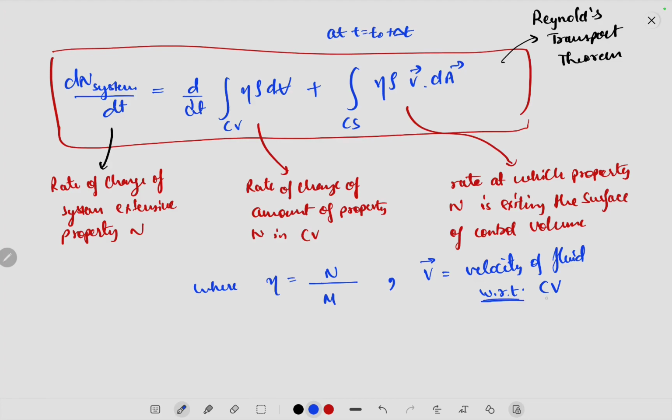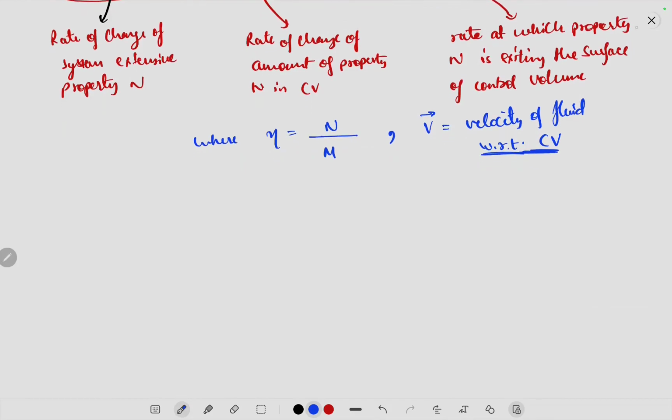So why have I used with respect to control volume? Let's understand this. Let's say you have a cube, and there is a free jet impinging on this cube. Now because of this free jet, let's say we are given the situation that the cube is moving with a constant velocity u vector.